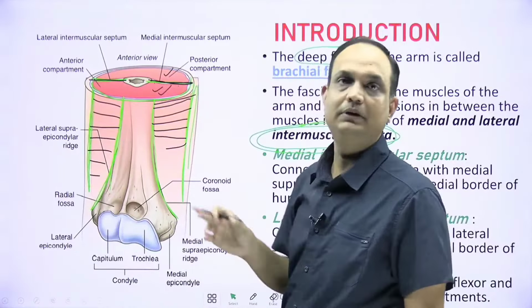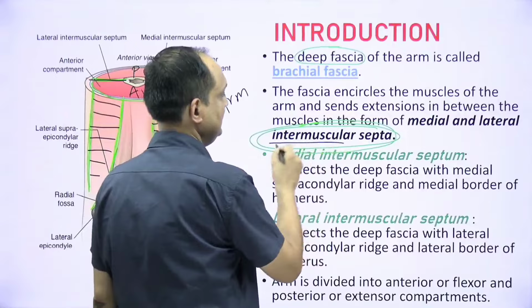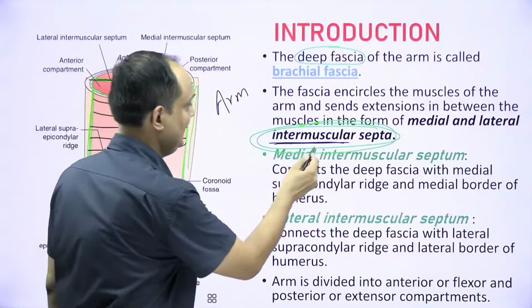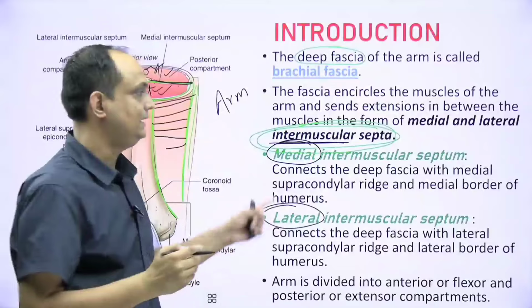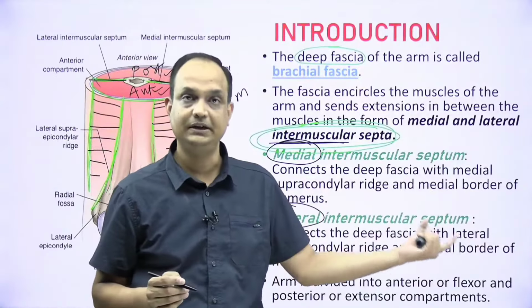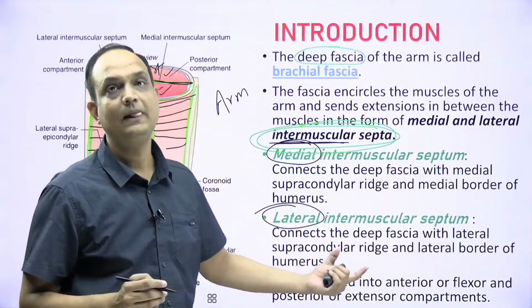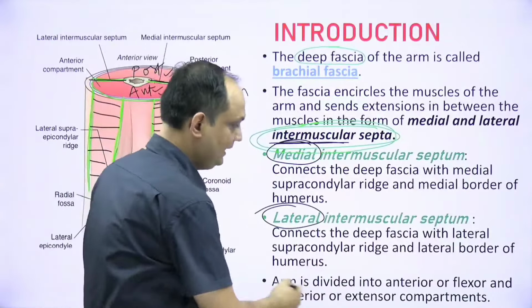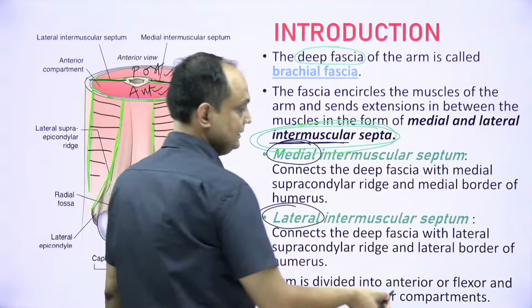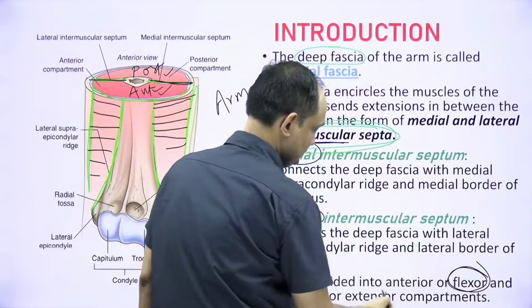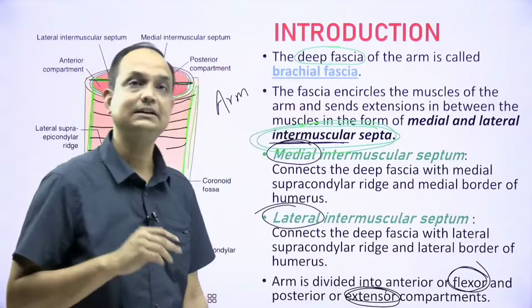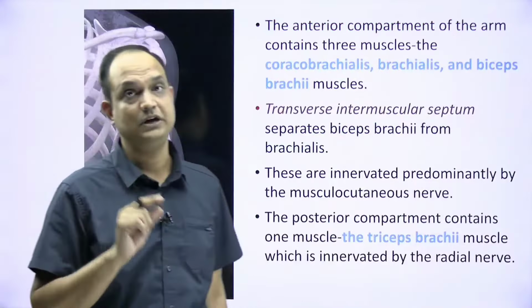The posterior compartment has a single muscle, known as triceps, while the anterior compartment has three muscles. You have to understand how the intermuscular septa are arranged in the arm. There are medial and lateral intermuscular septa. The medial septa is attached to the medial supracondylar ridge and medial border, and the lateral is arranged on the lateral side. These septa divide the arm into two parts: the anterior compartment is known as the flexor compartment and the posterior compartment as the extensor compartment. This is the basic thing to understand.